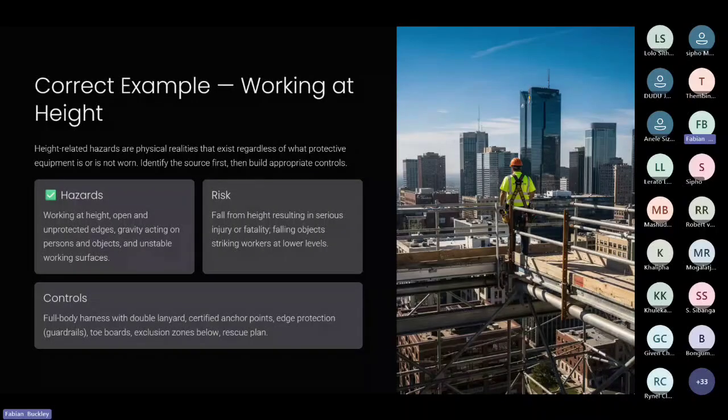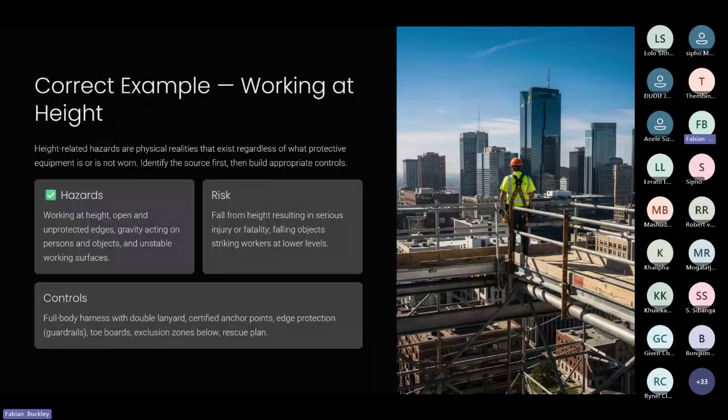So we're looking at the hazard of working at heights at unprotected edges or unprotected areas. There's gravity acting on persons, which is linked to working at heights. And then we also have unstable working surfaces. All right, so those are the hazards that have been listed. And then when we look at the risk, it's a fall from height resulting in serious injury or fatality, and falling objects striking workers at lower levels. And then our controls would be a full body harness with double lanyard, certified anchor points, edge protection, guardrails, toe boards, exclusion zones below, and a rescue plan.